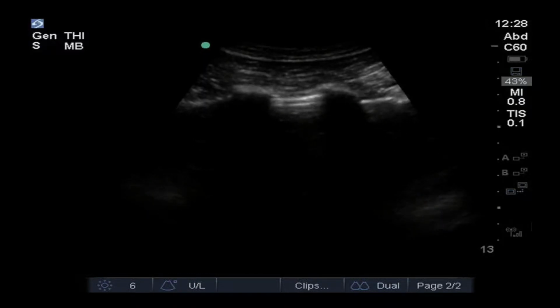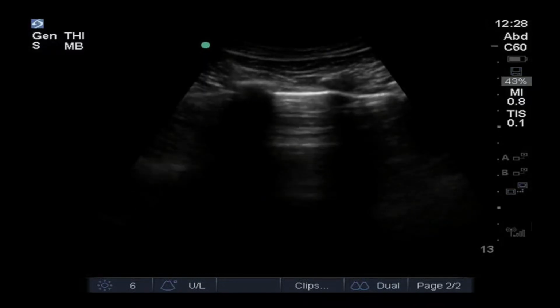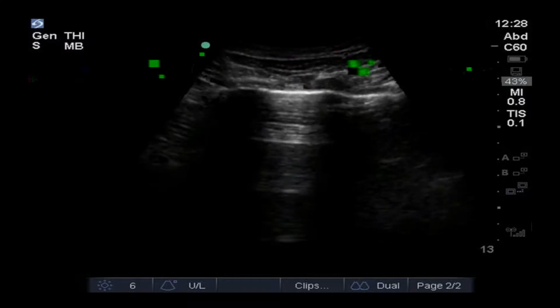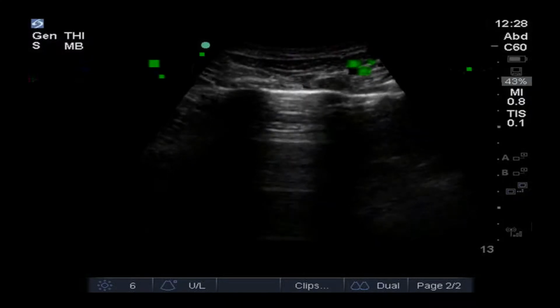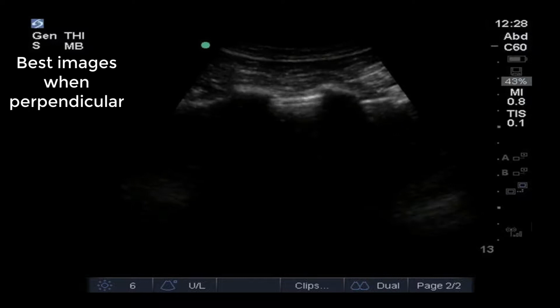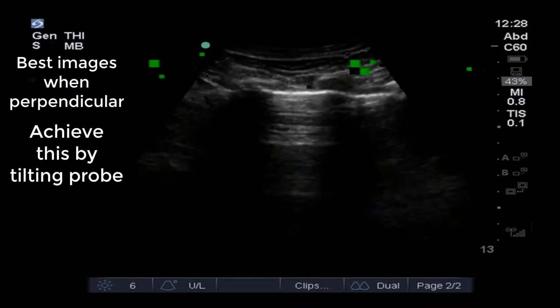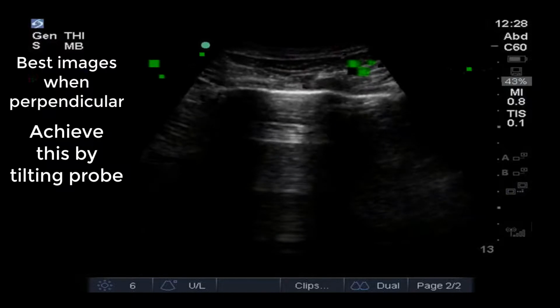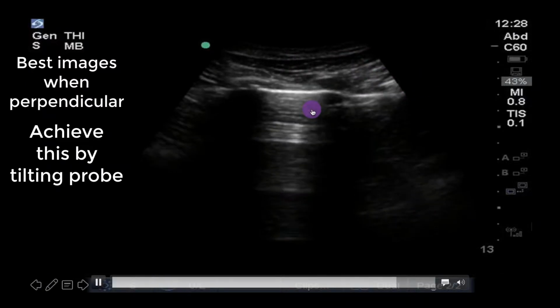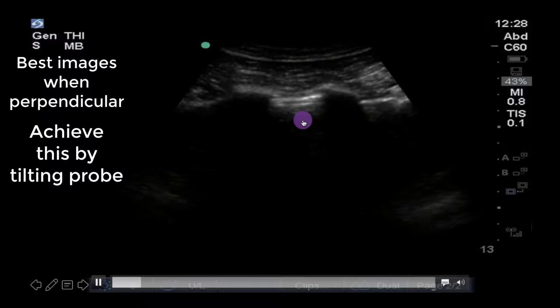Another useful trick for optimizing the image and the appearance of artifacts is ensuring the probe is perpendicular with the pleura. This is achieved by slowly tilting the probe until artifacts are optimized, as is happening here with progressively clearer and more numerous A-lines appearing as we get more perpendicular with the pleura.